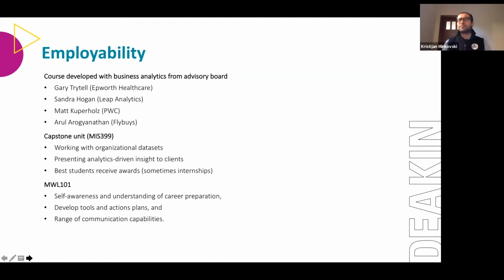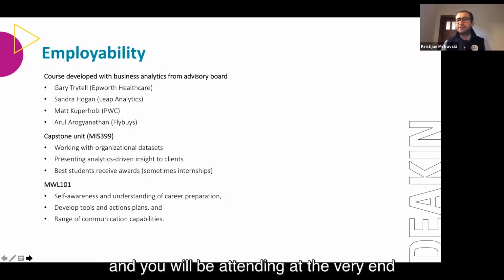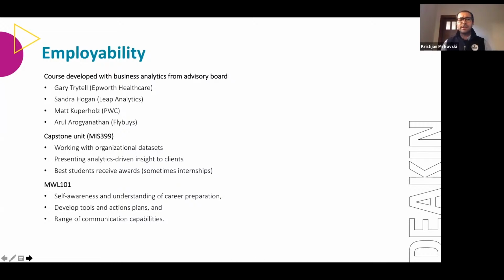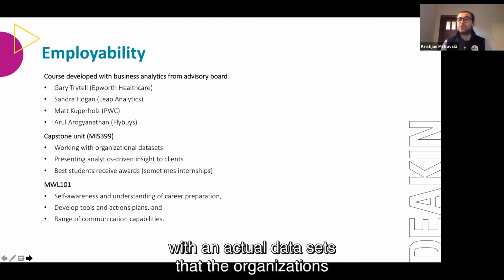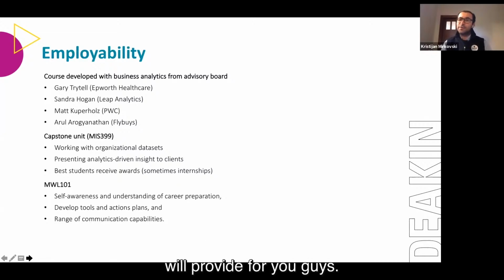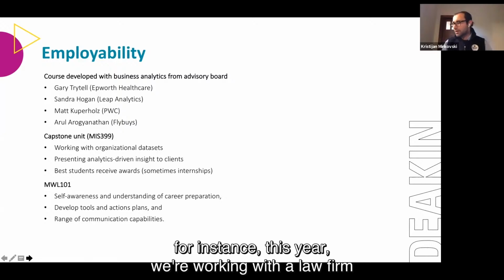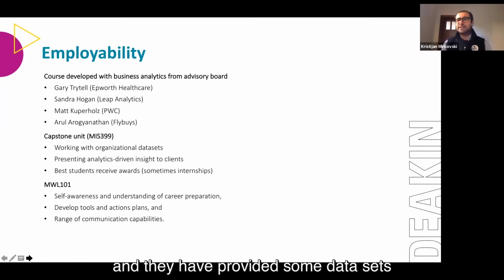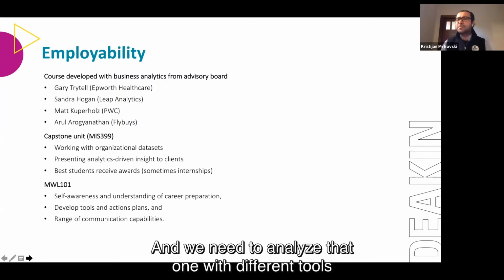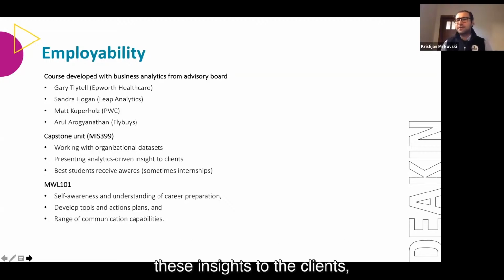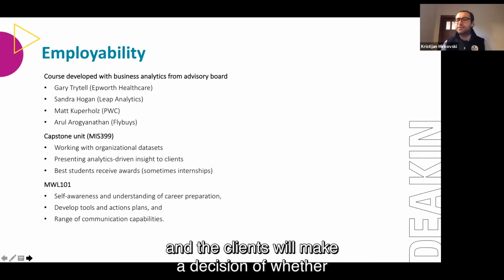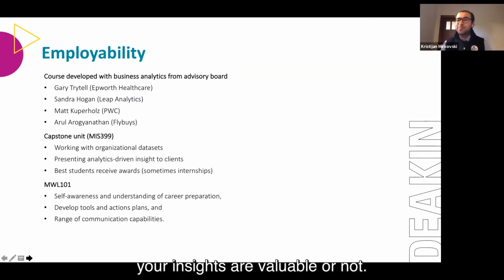We also have our Capstone Unit, which is the unit that you saw and you'll be attending at the very end, in the last trimester. That's MIS 399, in which you're going to be working with actual data sets that organizations will provide for you. For instance, this year we are working with a law firm, and they have provided data sets from the past 10 years on clients, and we need to analyze that with different tools and provide insights. Then you need to present these insights at the end to the clients, and the clients will make a decision on whether your insights are valuable or not.